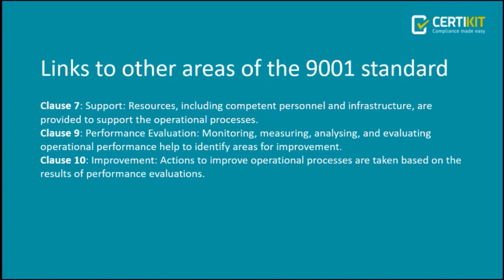And then finally, Clause 10, action to improve operational processes. And these are taken based on results of performance evaluation. So this is where 9 and 10 link, and also links back to Clause 8 as well, where you're looking at 8.6 and 8.7, non-conforming outputs. All take a feed into Clause 10 and Clause 9. So it's not an isolated clause, as you will see as we go through the other standards. It actually feeds into and feeds from other clauses throughout its entirety.